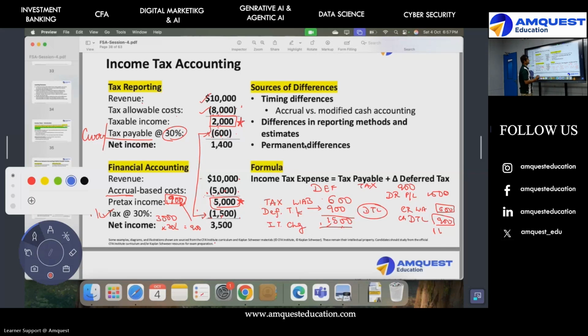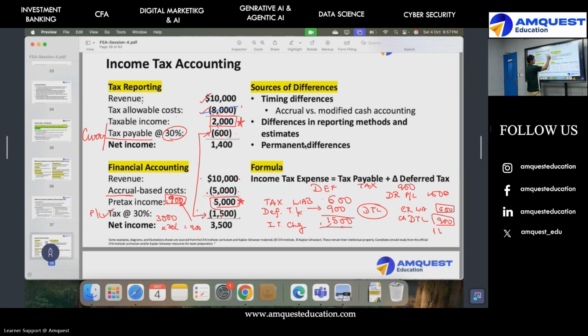Now, same example, but I'll do a different thing now. Understand very carefully. Let's say same example, but instead of 8,000, let's say this was 4,000. Therefore, it will be 6,000. Therefore, it is 30%, 1,800. Therefore, it will be 4,200. Same example. Now, let's look at the differences.